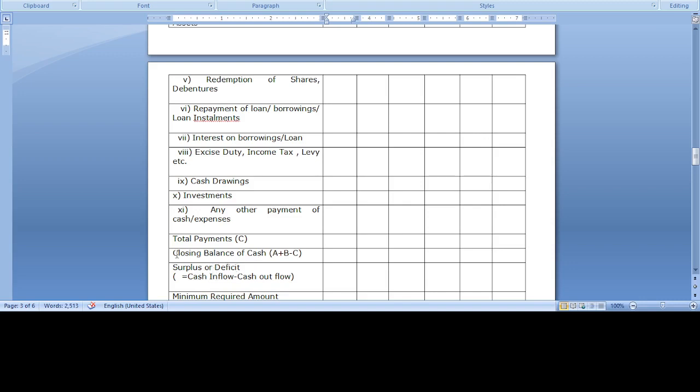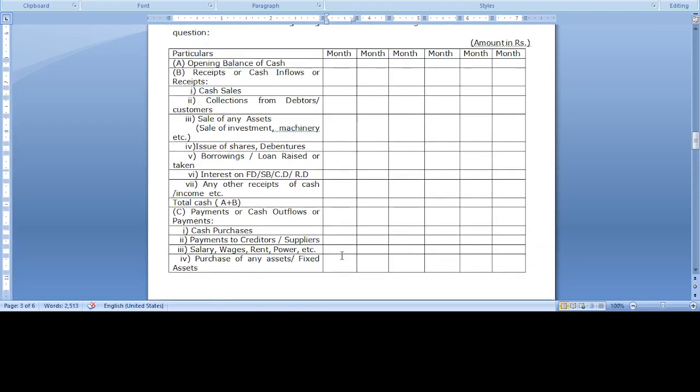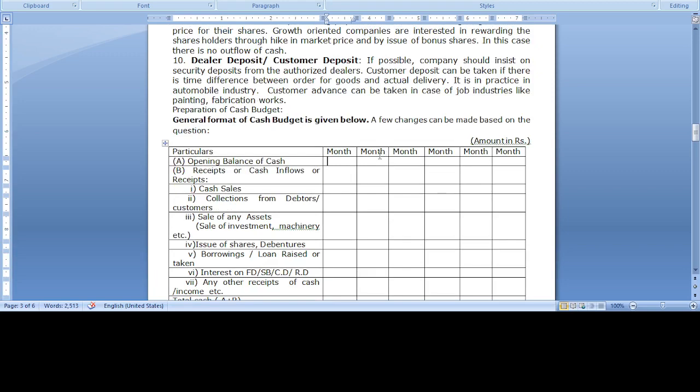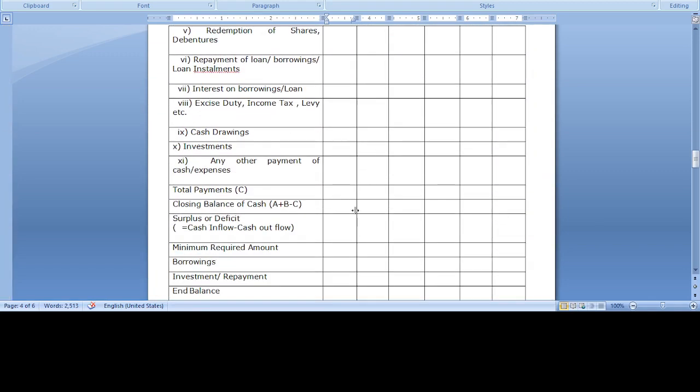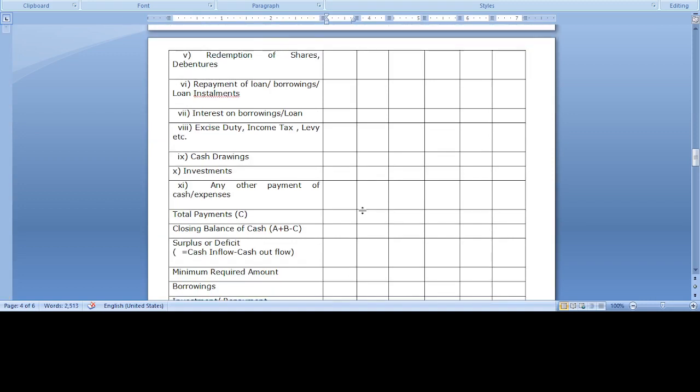Now, why are we doing this closing balance of cash? Closing balance of cash of the first month will be the opening balance of the second month. Likewise, closing balance of the second month is to be considered as the opening balance of the next month. Likewise, you have to do.